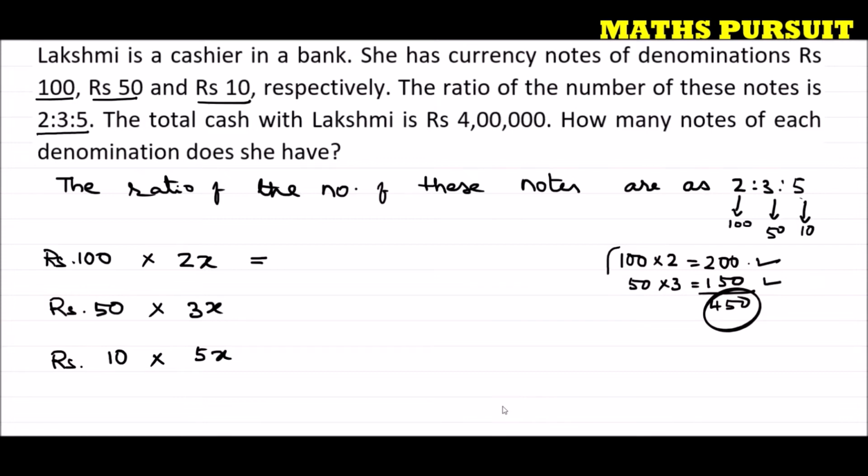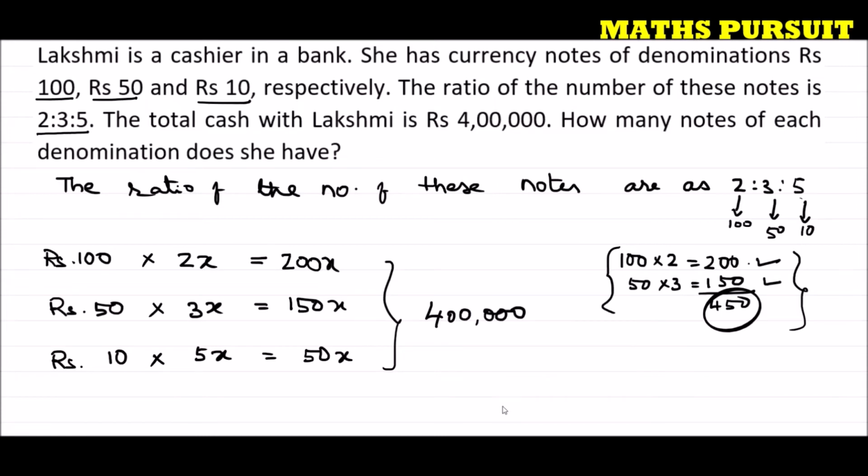Hope guys you are understanding this concept. Now after understanding this concept I can say rupees 100 into 2x is equal to 200x, rupees 50 into 3x is 150x, and rupees 10 into 5x is 50x. Why am I doing so? So that I can find out my total value, as I told you. Now 200x plus 150x plus 50x is equal to 4 lakhs. If we add 200x plus 150x plus 50x, we will get 4 lakhs. This is going to be our equation.